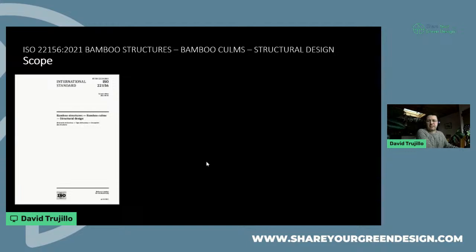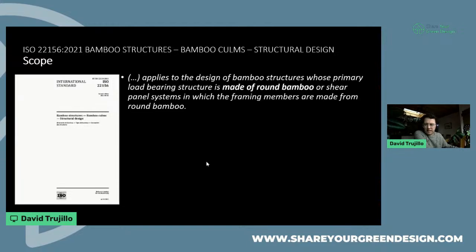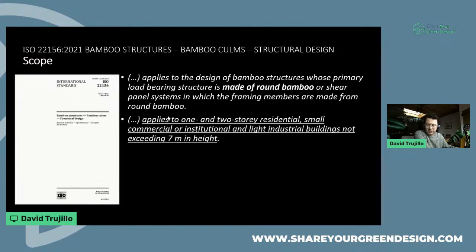So ISO 22156 is a structural design standard which addresses these things about bamboo. It applies to the design of bamboo structures whose primary load-bearing system is bamboo round columns or shear panels made with the bareke system that we mentioned earlier. We have recommended that it's limited to 1 and 2 stories, residential, small commercial, and light industrial buildings not exceeding 7 meters in height. We have not specified what 7 meters is. Is that to the ridge or to the eave? That, I suppose, is down to interpretation.